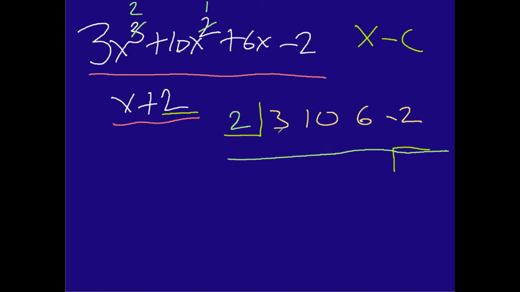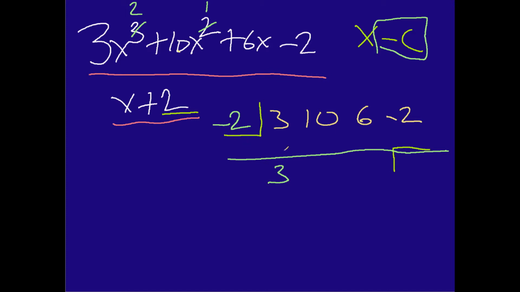The first thing you do is you bring down the first number, the one that has the highest degree. So I bring down my 3 like this. Oh, also, by the way, I'm sorry, this is a minus 2. I forgot, because remember, we always want to have the constant as a minus.